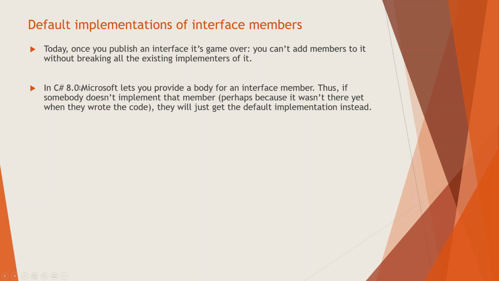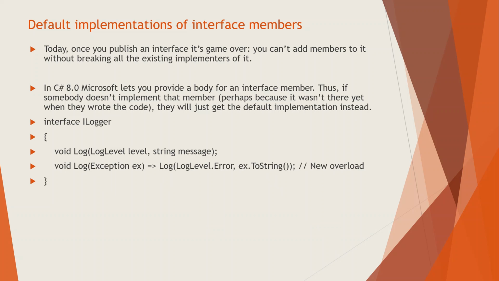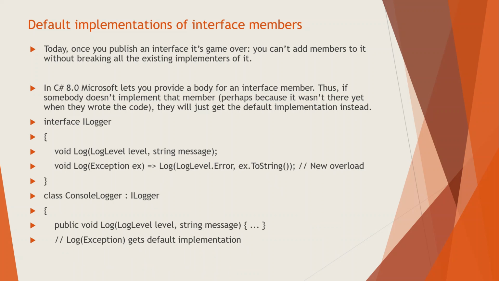Hold on. In C# 8, Microsoft lets you provide a body for an interface member, which was an unusual thing, not there so far. Thus, if somebody doesn't implement that member, perhaps because it wasn't there yet when they wrote the code, they will just get the default implementation instead. Here is a little bit of code: interface ILogger. A class ConsoleLogger is implementing the ILogger interface. You can see this void Log of Exception class is not implemented in the implementing ConsoleLogger class, but it will get the default implementation and it will compile.